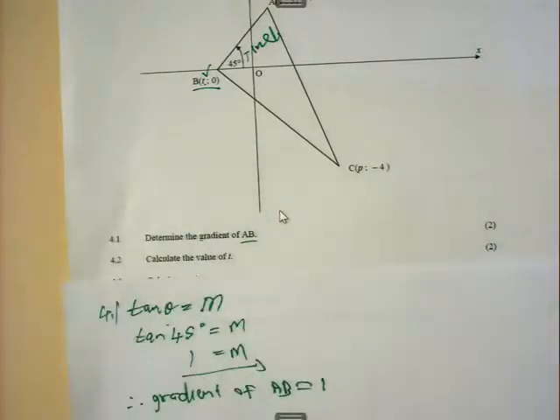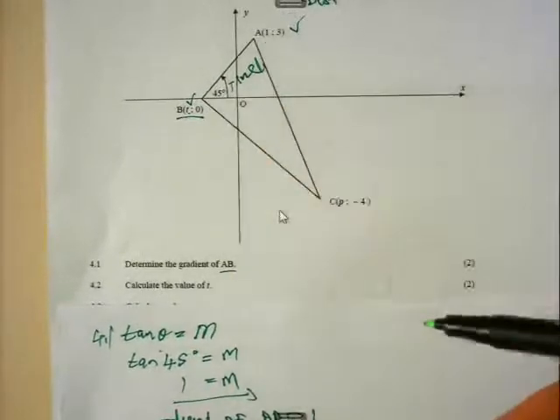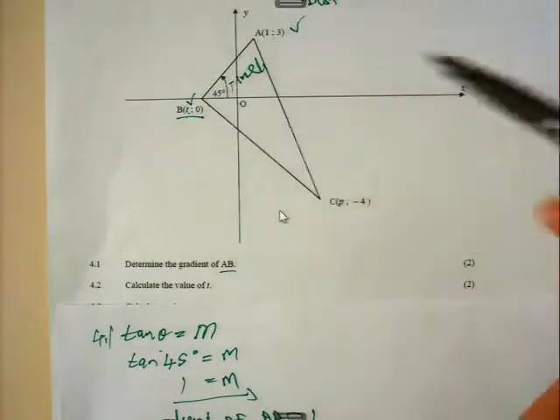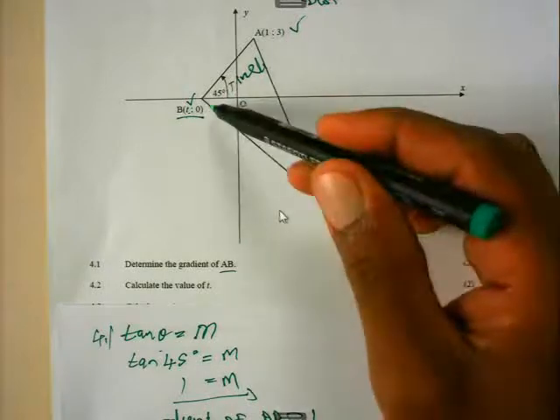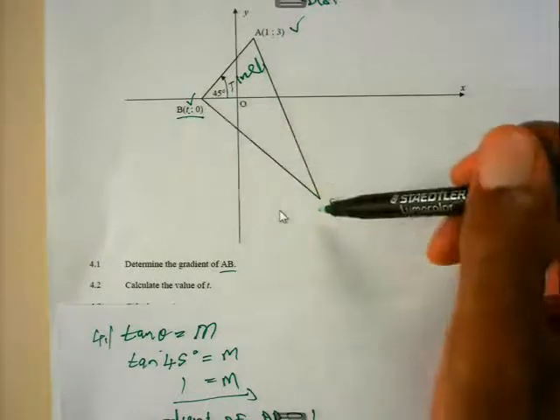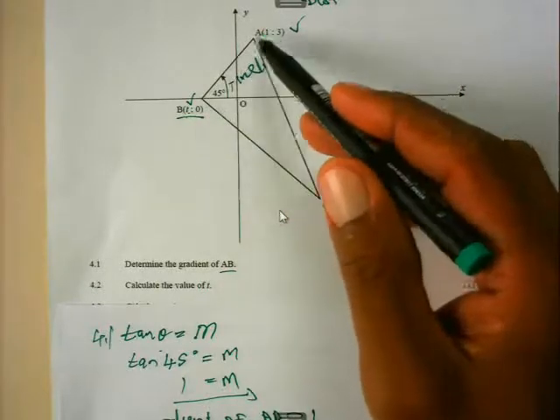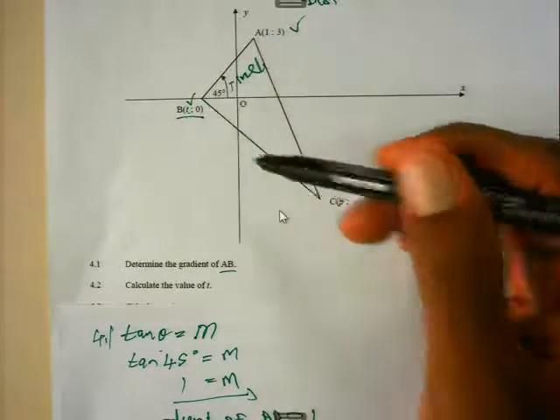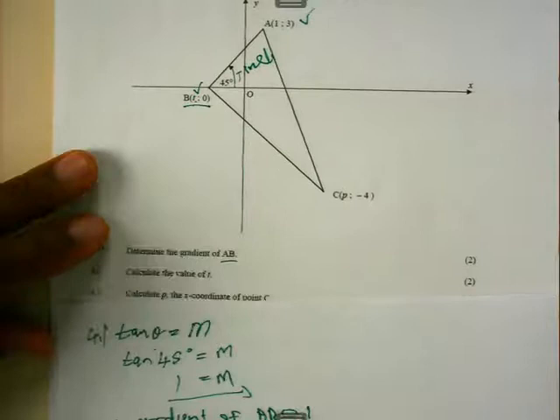4.2 says now you must calculate the value of t. Now you can see here, t is on the line AB, and also on the line BC. But now, we cannot use BC. Do we have something on BC? No, we don't have extra information on BC. But with AB, we have the gradient of AB. Therefore, we can use the gradient formula, right? Yes, you agree that we can use the gradient formula.